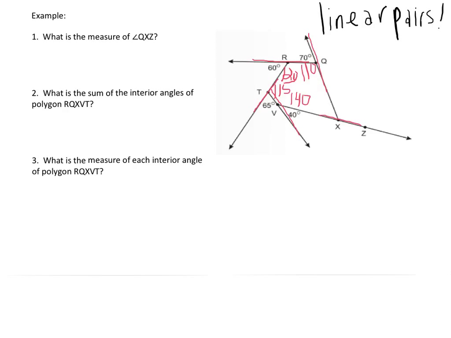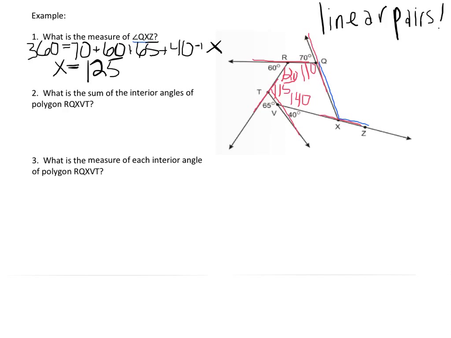But I do see that's our first question. It asks for the angle of QXZ. QXZ is that exterior angle. Since I know that the sum of exterior angles is 360, I'm simply going to add all of the other exterior angle measures I have, and then I can find that missing one. So I can do 70 plus 60 plus 65 plus 40 plus that missing one. If I solve for x, or subtract all those things from 360, I see that that angle measure is 125 degrees.